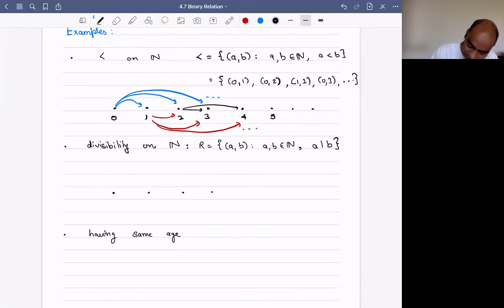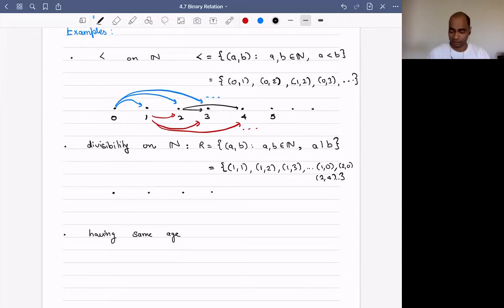And what are some elements in here? You have to be careful. A is dividing B. So 1 divides everything, and I get 1, 1, 1, 2, 1, 3. Similarly, everything divides 0. So I'll get 1, 0. I should have started with 0 there. 2, 0. 2 divides 4, and so on. Again, there are infinitely many elements. I can't really describe them using the roster notation.